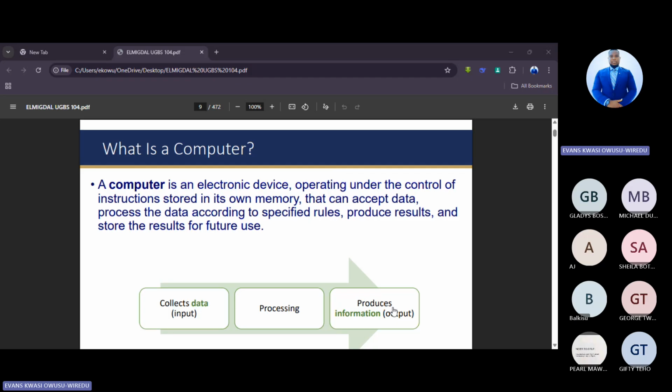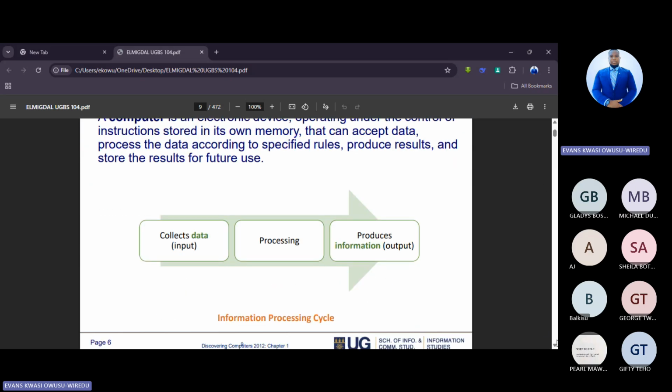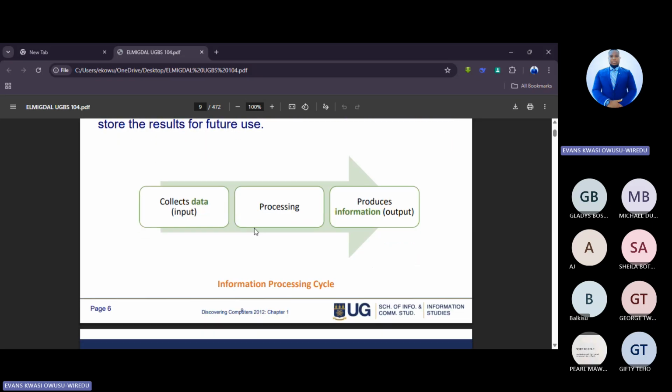All right, let's move on. So we have the definition, and you see that even with that, it has outlined the basic three functions that a computer needs to perform, right? So it collects data, processes, and produces information. So input, output, processing. But there's one more thing.